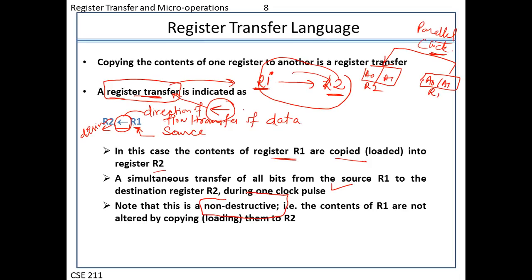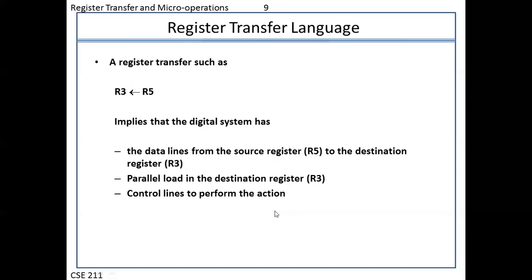Another property is that it is a non-destructive kind of system. The contents present in R1, let's suppose again, are A0 and A1, available within R1. I cannot change the value while transferring the data, like using some new data, let's suppose Q0 and A1, instead of A0. So this is non-destructive: R1's contents are not altered by copying the data. This point is important to understand.